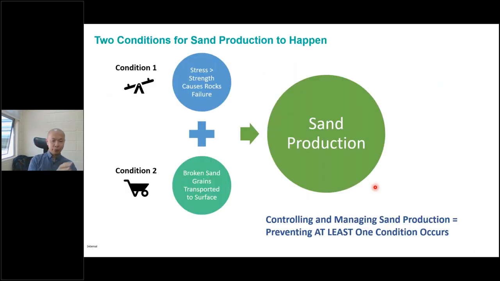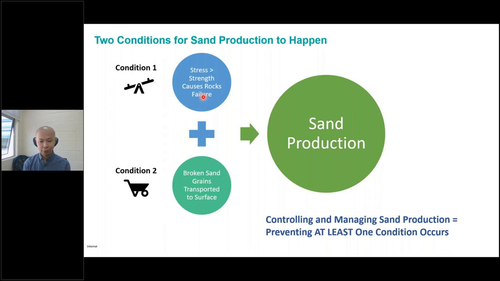All right, so we talk about the rock stress and rock strength. The reason I cover that part is that we require these two parameters to explain why we produce sand. There are two conditions required for a well to produce sand. The first condition is when the stress outweighs the rock strength, when the stress exceeds the strength. At that point, the rock will fail. When you say fail, it's broken.